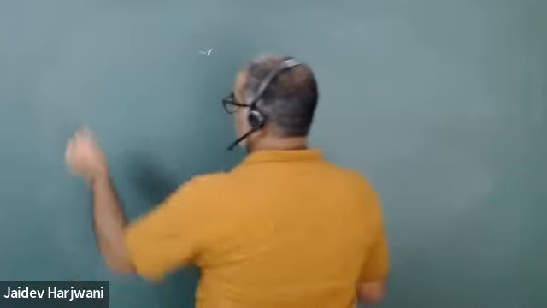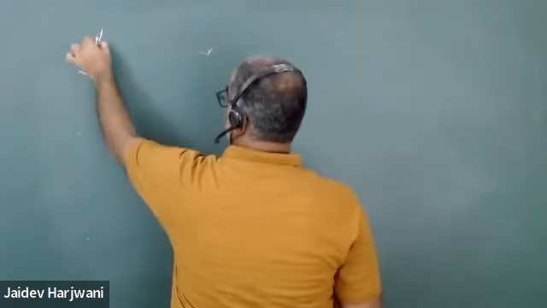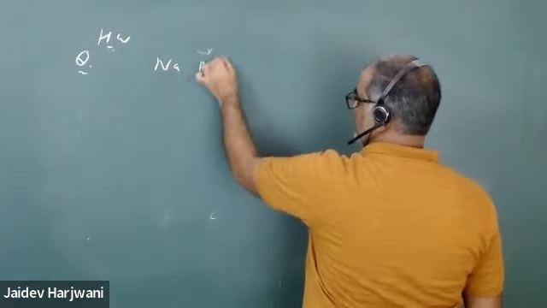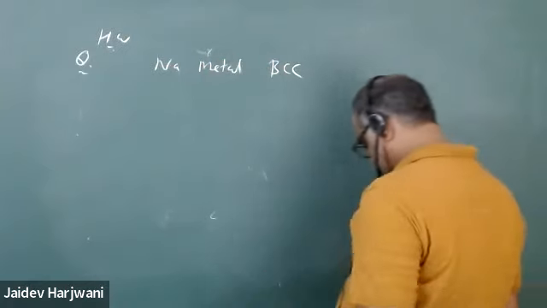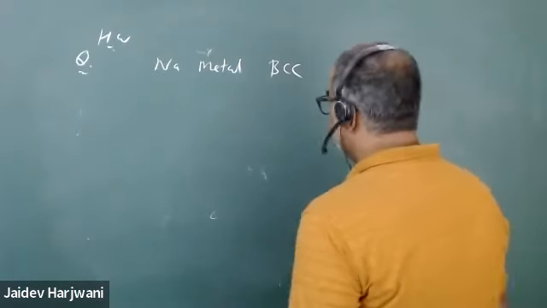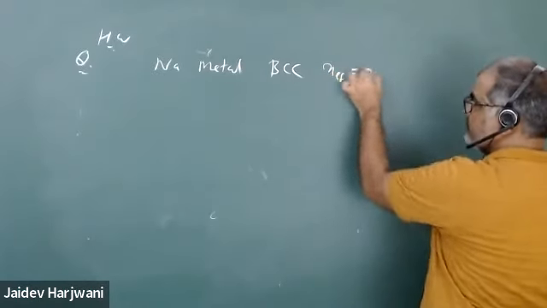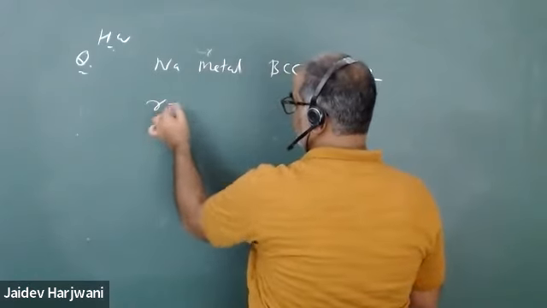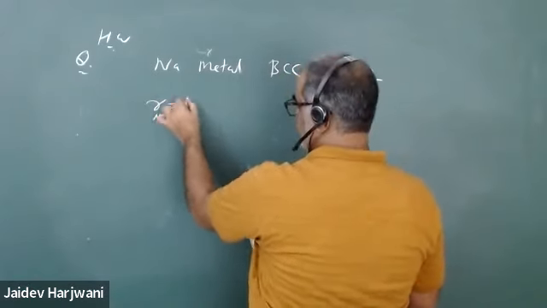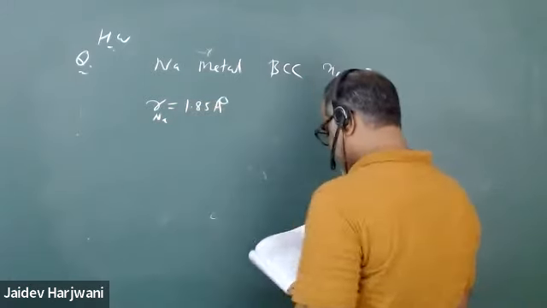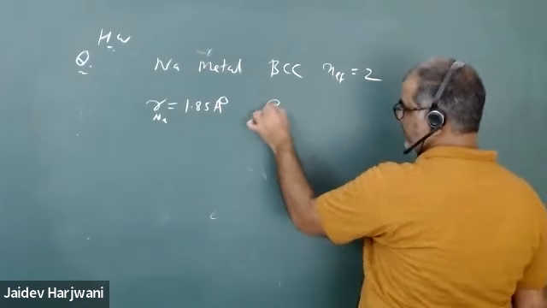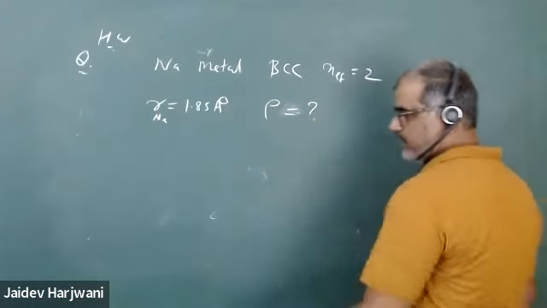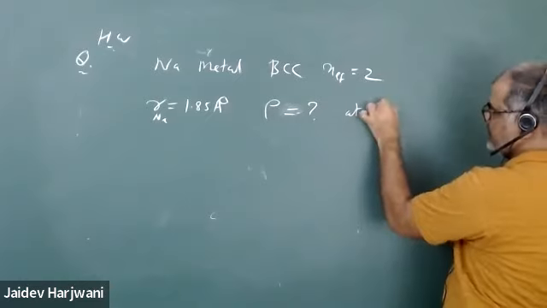So I'm giving a problem. Homework hai. So sodium metal. We have a sodium metal which has a BCC structure. Yes, BCC structure. And you know BCC structure means your n effective is what? N effective is 2. And the radius of sodium, I'm giving you 1.85 angstrom. Now calculate the electrical resistivity at T equal to 0 centigrade. You need to calculate the electrical resistivity at 0 degree centigrade.